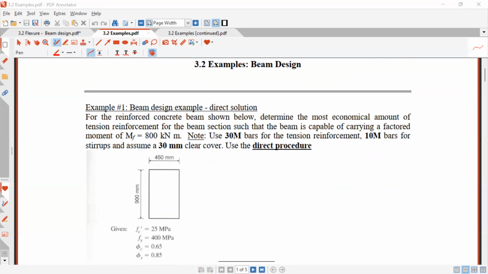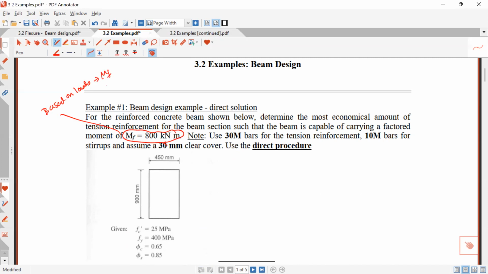Okay, so we're told for the reinforced concrete beam, which is shown, determine the most economical amount of tension reinforcement for the beam section such that the beam is capable of carrying a factored moment MF of 800 kilonewton meters. So this is based on the loads, right? Based on loads, we get this MF. Note, we're told to use 30 M bars.